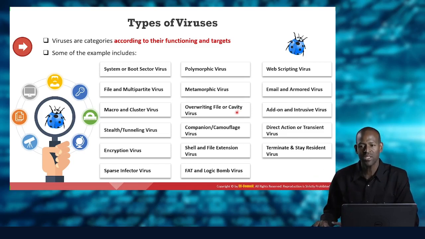And there's camouflage and shell execution and FAT. FAT is file allocation table. It's the low level of a disk, and there are not just FAT, but exFAT and others. Logic bombs means that it'll trigger when certain events happen, and there are scripting viruses, and there are email and armored and add-on and intrusive and direct action and transient and TSRs, terminate and stay resident viruses. These are viruses that run like a background process, just running all the time, waiting to attack under certain types of situations. Crazy, the amount. These are types. And then under each one of these types, there are huge numbers of viruses and even subtypes of these viruses.